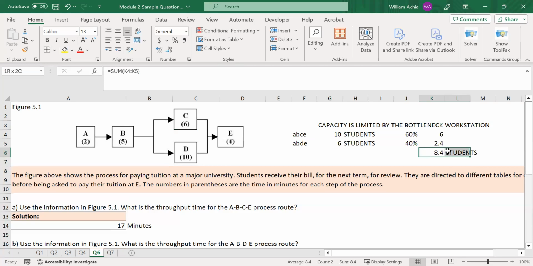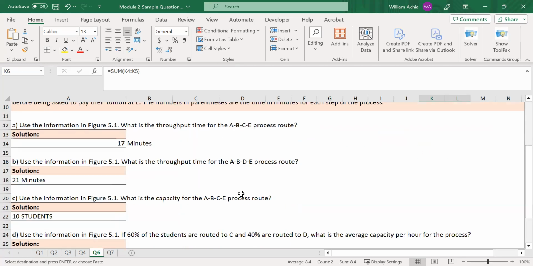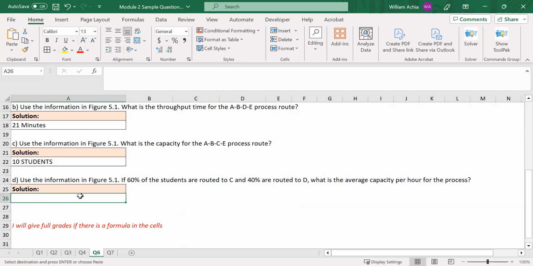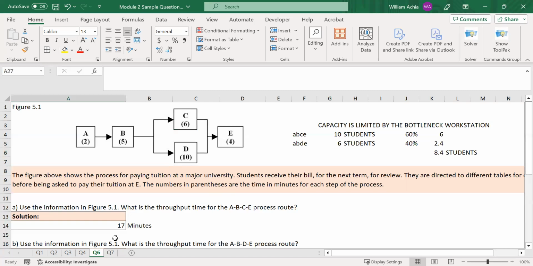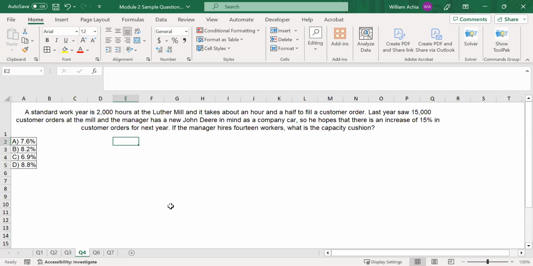So this is the solution to the last question that we have on here. 8.4 students. You can leave it to the decimal point, that's fine. All right, so that answers the last question that I had here. Everything else was stuff we covered in class. So I'm going to go ahead and stop right here.